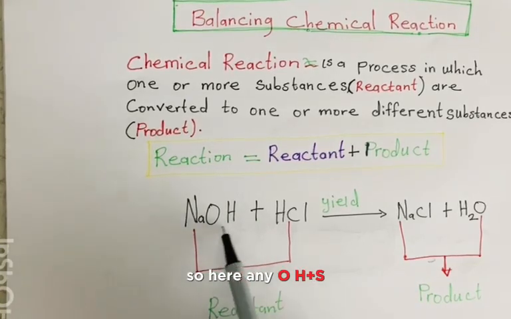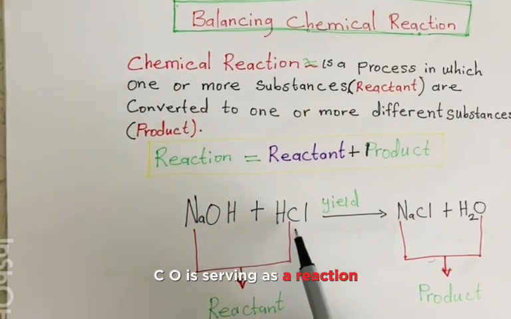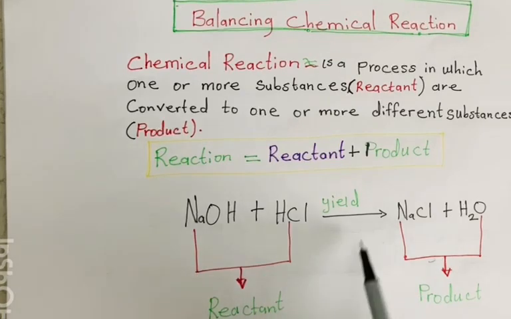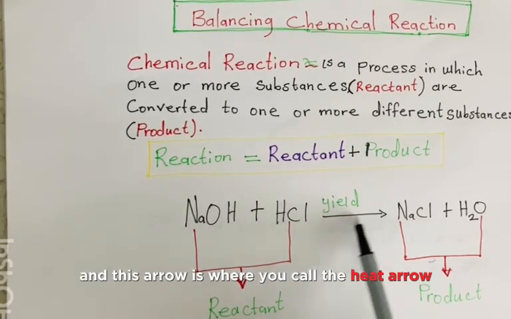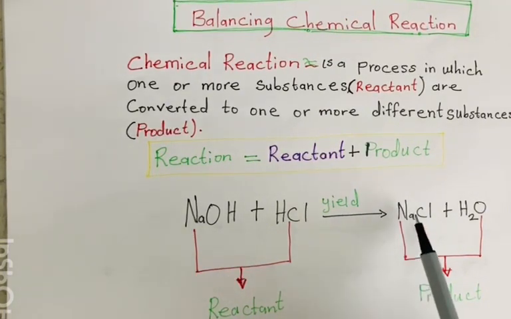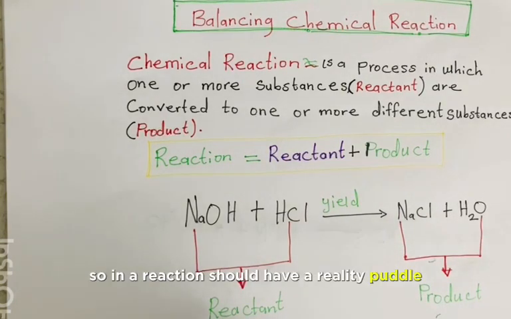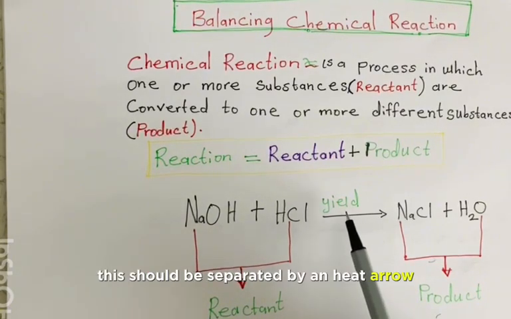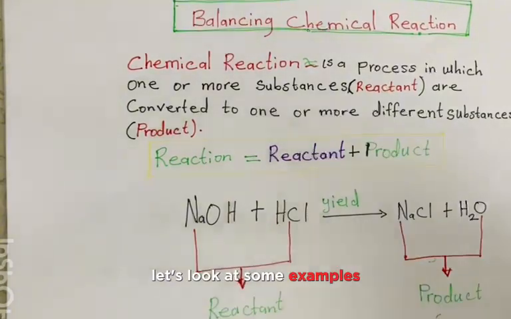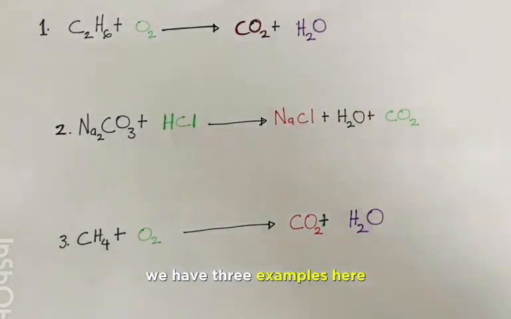So here NaOH plus HCl is serving as the reactant, and this arrow is what you call the yield arrow. NaCl plus water is serving as the product. So in a reaction, you should have a reactant and a product, and they should be separated by a yield arrow. Let's look at some examples. We have 3 examples here.